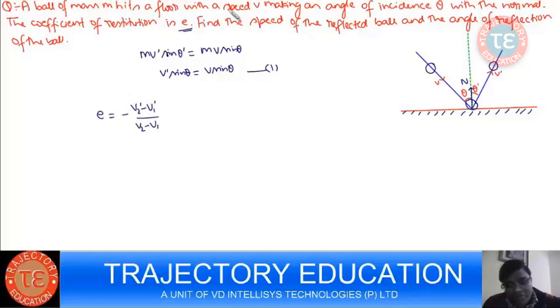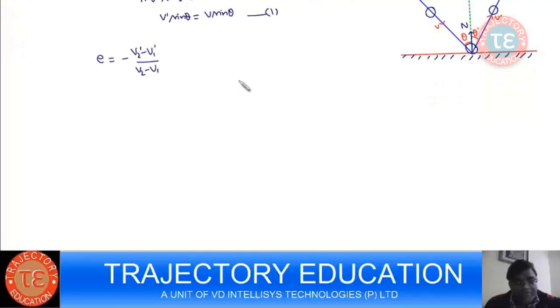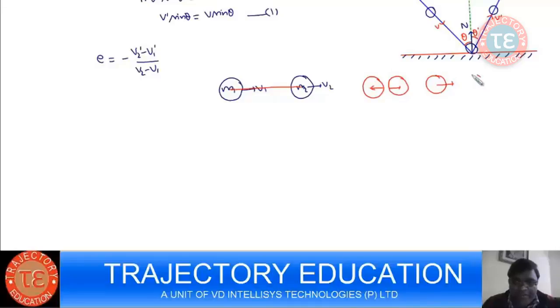First of all, what is head-on and what is oblique? Let me tell you. In head-on collision, if the two bodies are moving with M1 and M2, then the velocities lie along the line joining the centers of the two bodies. So when they collide, the impulsive force which acts is also along the same line. It means after collision, the velocity will get slowed down.